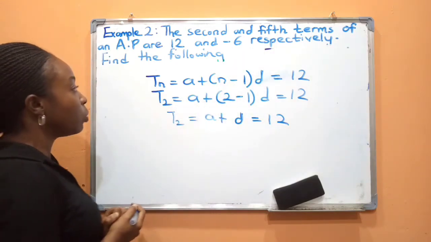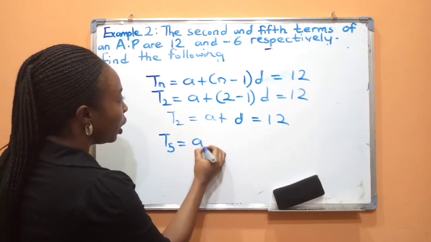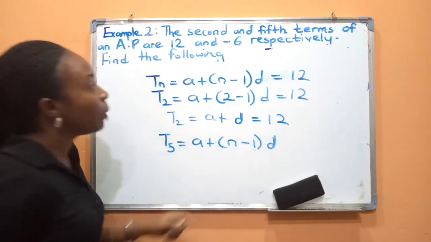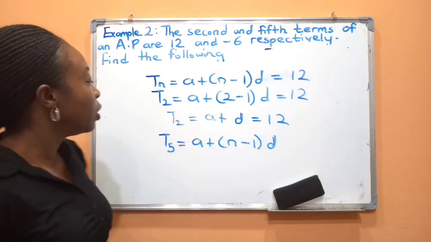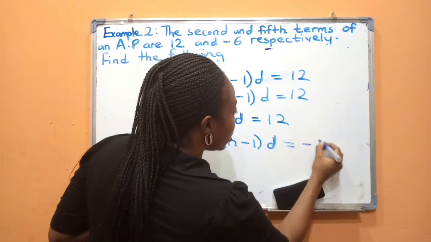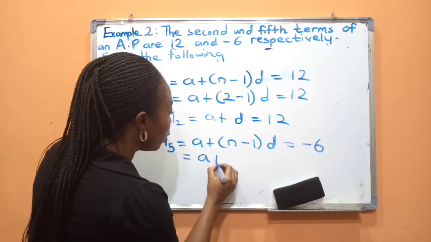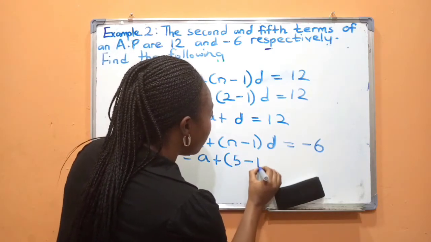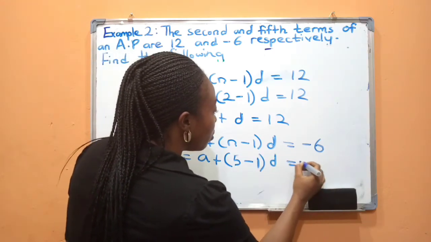Now for the fifth term, we're going to have T5 equals a plus (n minus 1), close the bracket, we have d. Now we are being told that the AP for the fifth term is minus 6. So that means T5, which is the fifth term, equals minus 6. By the time we do that, we're going to have a plus, now what's the value of n? It is 5, because we are talking about the fifth term. We close the bracket, we have d equals minus 6.